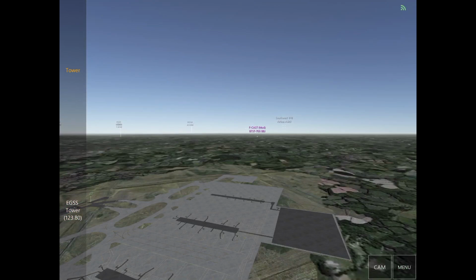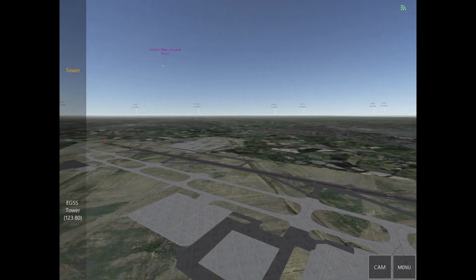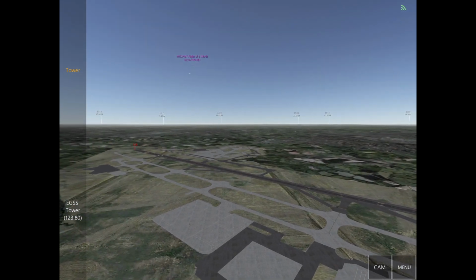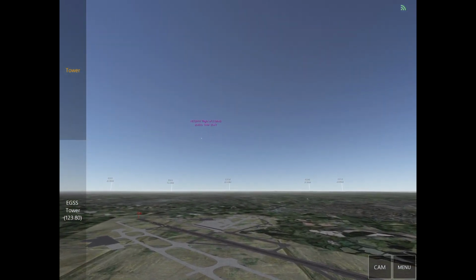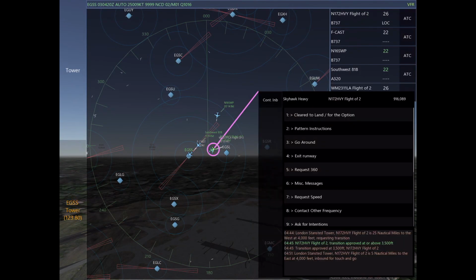Looking at our transition, we can see that the flight of 2 is passing overhead of the airport, remaining at or above 3,500 as instructed. Remember, if an aircraft is within 5 miles of the airport and passing through tower's airspace, they need to request a transition.